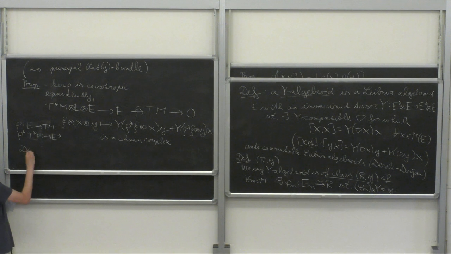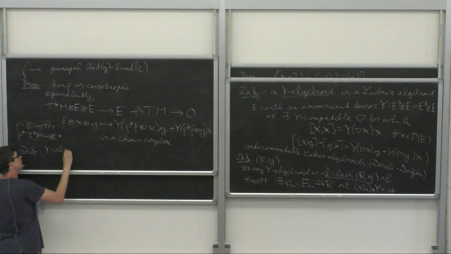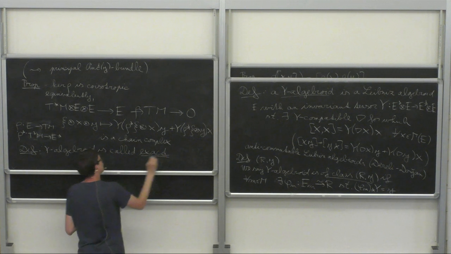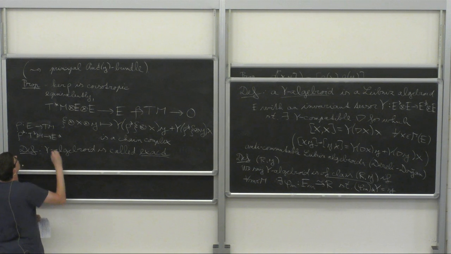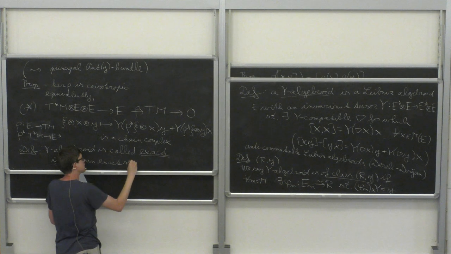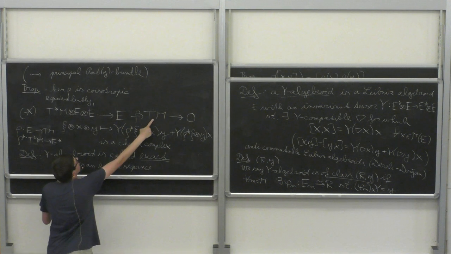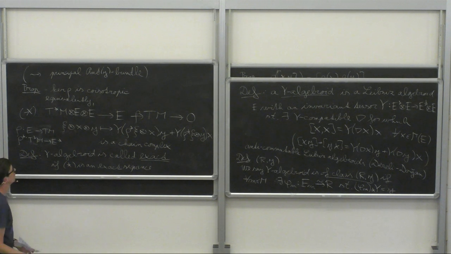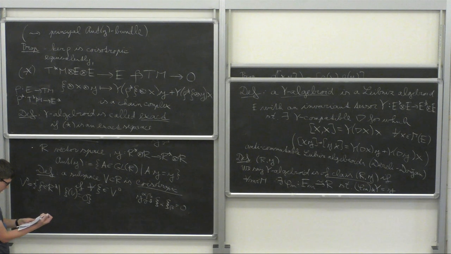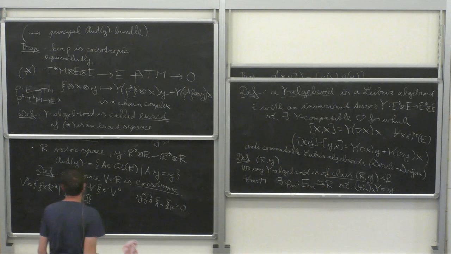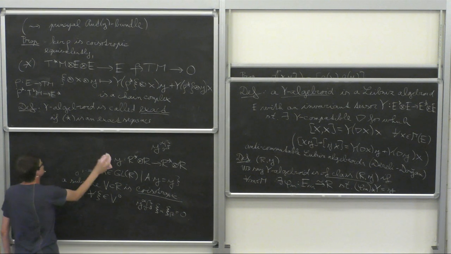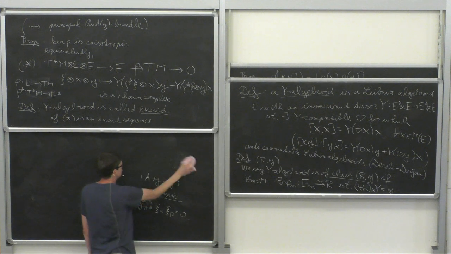So now we can make a definition. We can say that a Y algebroid is called exact if this is an exact sequence. Let's call it star. Exact means, in this case, it's just exactness in here and in here, not in here, because there is no map from the left. If you know about Courant algebroids, then this is deviating from that quite a lot.